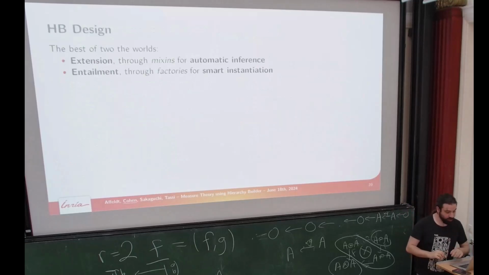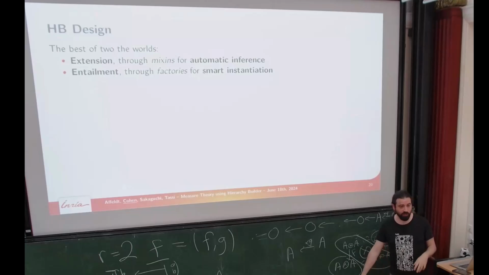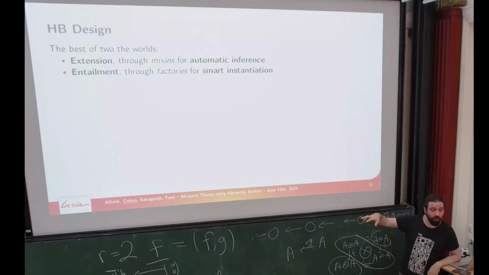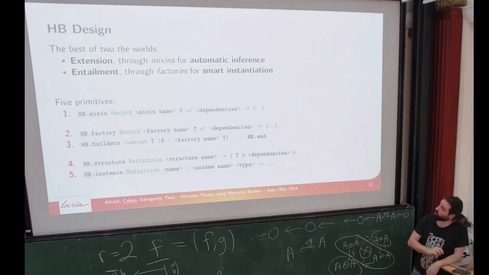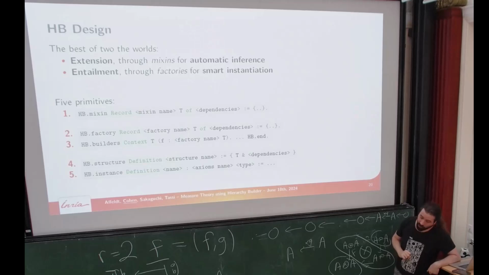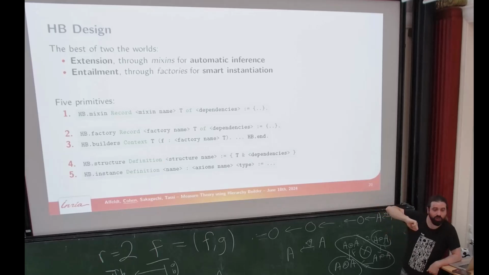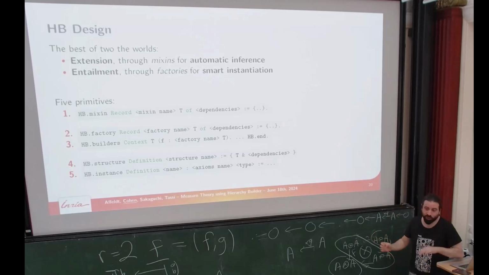So the solution is to get the best of both worlds and have internally a system that works solely by extension, but provide an interface to handle entailment in a way that is readable. And it leads to those 5 primitives, and I will give an example of them. So the first one is mixin. You can view it as a primitive interface. The second one is a factory, which is a fake interface. Well, fake for the internal of the system, but it's a true interface for any user.